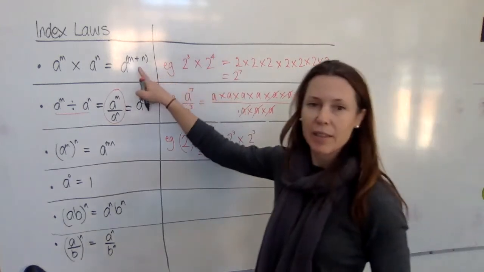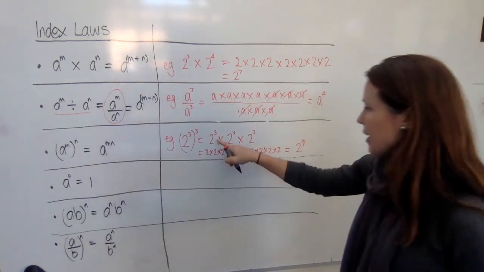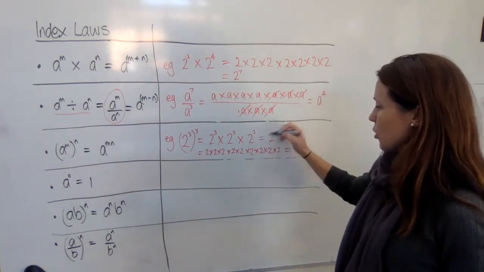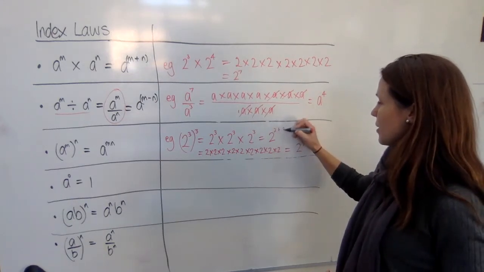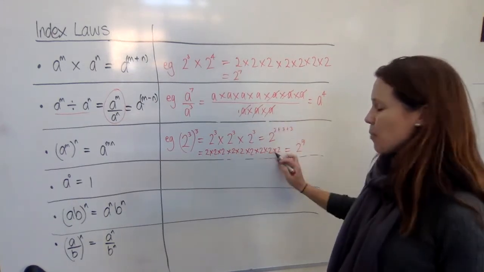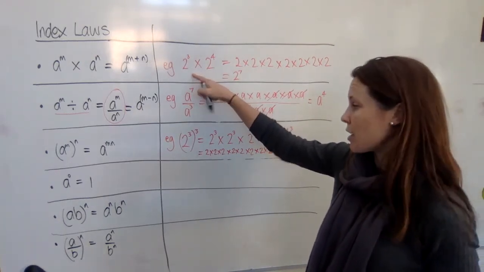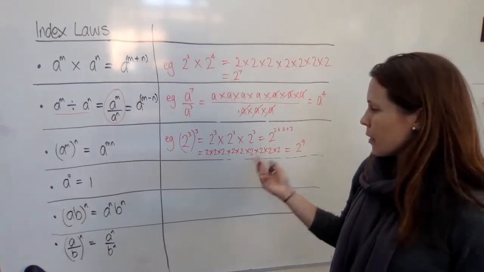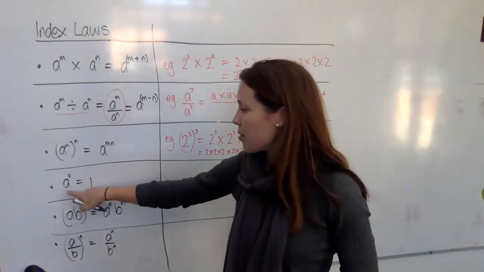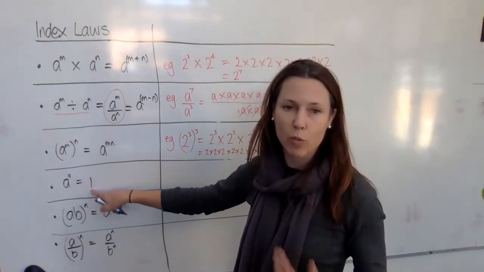We're basically applying this rule, aren't we? And here we could say it's 2 to the power of 3 plus 3 plus 3. So you could either expand it out to see that it works, or, if you already understand this rule, see that it's actually the same rule. Now the next one: anything to the power of 0 equals 1.